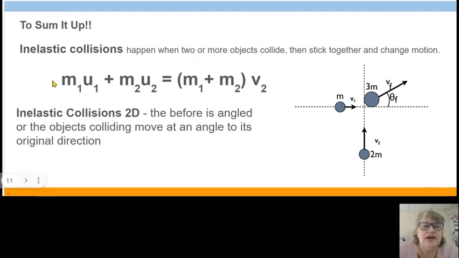The equation is mass 1 times beginning velocity 1 plus mass 2 times the beginning velocity of 2. If we had more than just 2, you would add another plus in there and put another m and another u, equals the total mass, right? Take all the masses and add them together, and then there's just one velocity at the end.